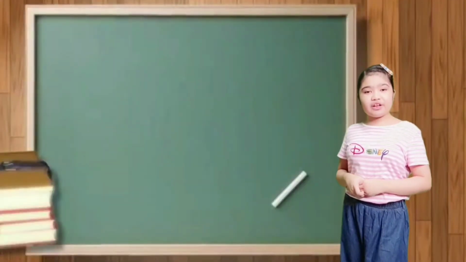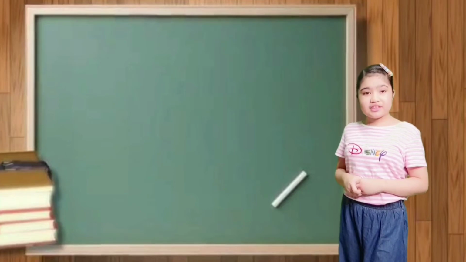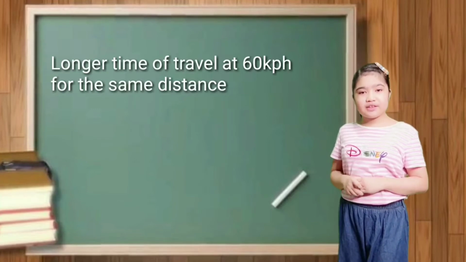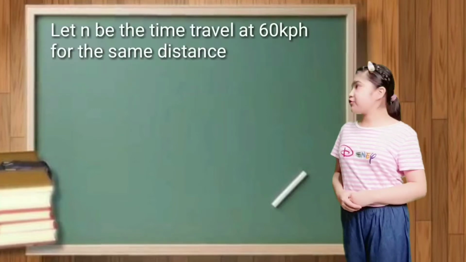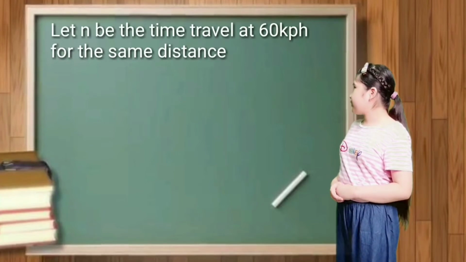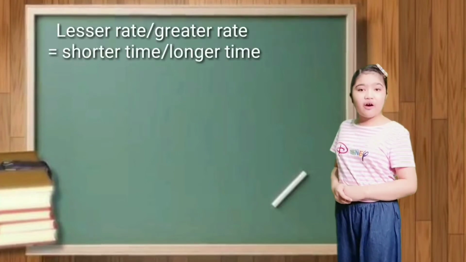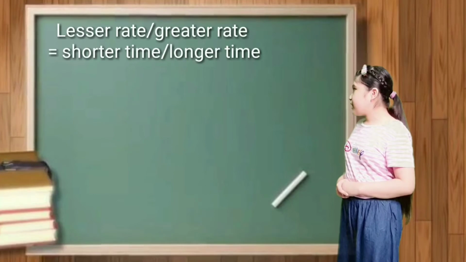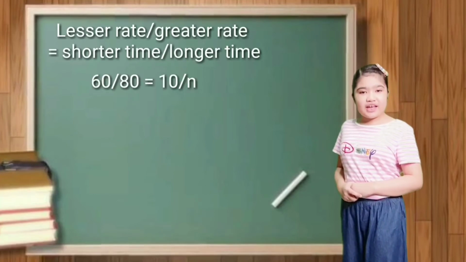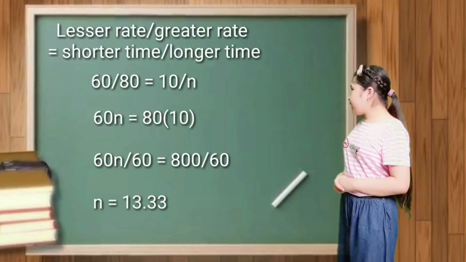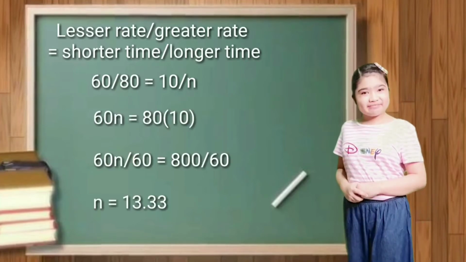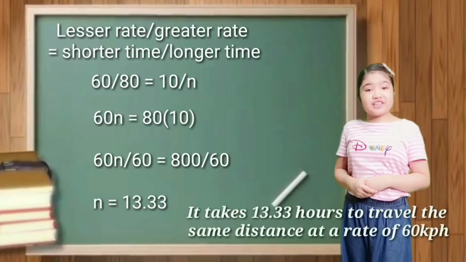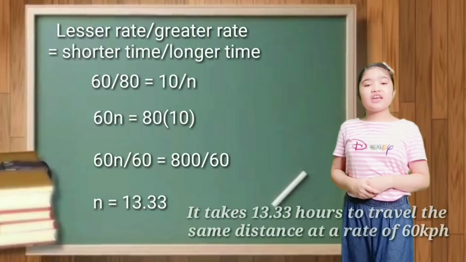Consider 10 hours of travel at 80 km per hour for a certain distance, longer time of travel at 60 km per hour for the same distance. Let n be the time of travel at 60 km per hour for the same distance. Lesser rate over greater rate is equal to shorter time over longer time. 60 over 80 is equal to 10 over n. By solving this, we can get the value of n. Answer: it takes 13 and 1/3 hours to travel the same distance at a rate of 60 km per hour.